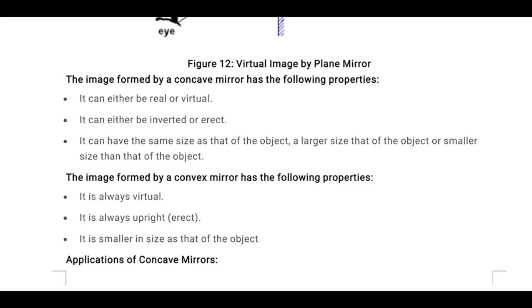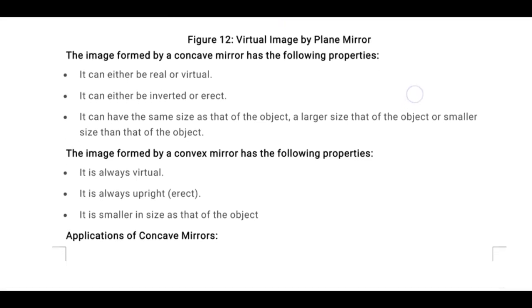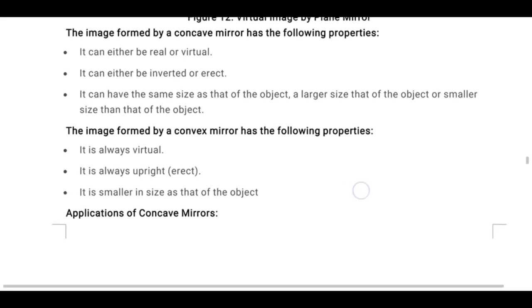Now I won't make you confused. Just update the property. That's all. It can have the same size as the object, a larger size than the object, or a smaller size than the object. So the concave mirror can produce all three categories. Either it can produce the same size, or larger, or smaller. So this is the property of the concave mirror.